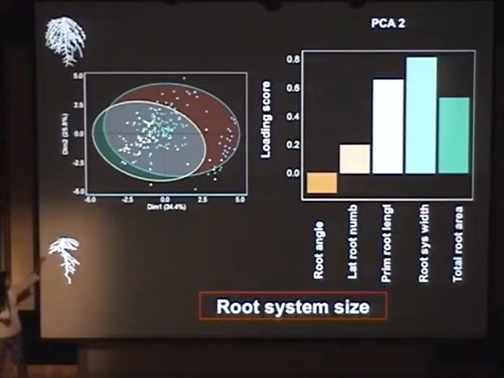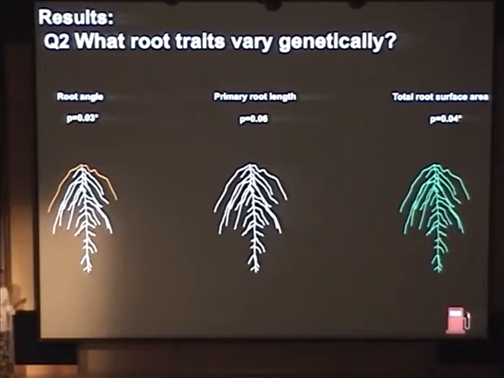So as demonstrated by the overlapping ellipses of these 2 species, they have a lot of variation in root architecture and root size, and overlap. And so for the second question, what root traits varied by maternal line, I found that root angle, primary root length, and total root surface area had either significant or marginally significant maternal line effects. And this is incredibly important because it indicates that these traits might potentially respond to selection.